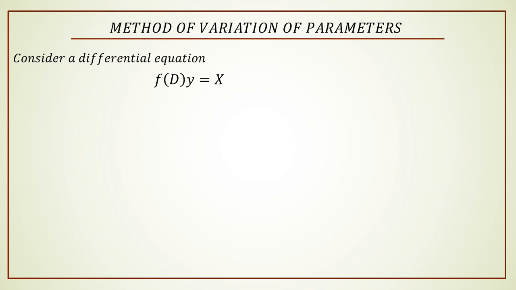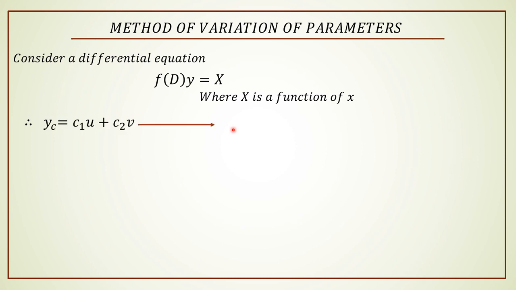Consider a differential equation of the form f(D)y = X, where X over here is a function of x alone. We know that the complete solution of a differential equation is the sum of the complementary function and the particular integral, isn't it? But in the method of variation of parameters, you are going to write your complementary function in the form c1 u plus c2 v, where u and v over here are functions of x.